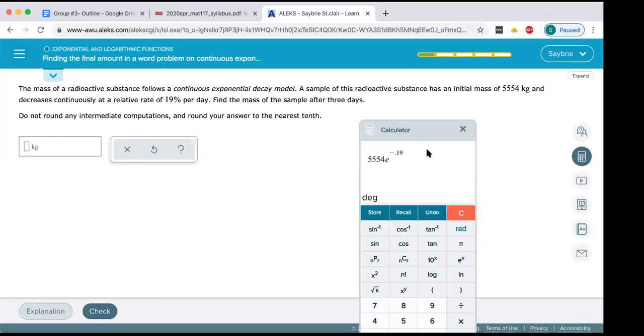And then you have times number of days, which is 3. So that's got to be up there on top with that. It's got to be up there with the exponent. There you go. That should be it. I mean, those are pretty straightforward. 3. So okay, nearest tenth.